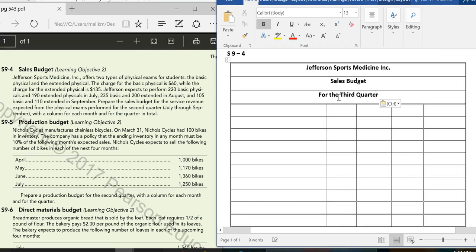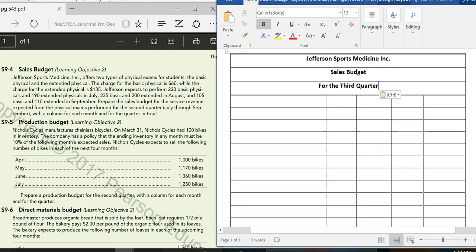Once I write down the name of the company and what type of budget we are doing, we will write down the names of the months. Here the information is given for 3 months. So let's write it down: July, August, and September. And we also will do a total column. You could write it down as total or third quarter. It's totally fine, whatever you want to write. You can select either of these.